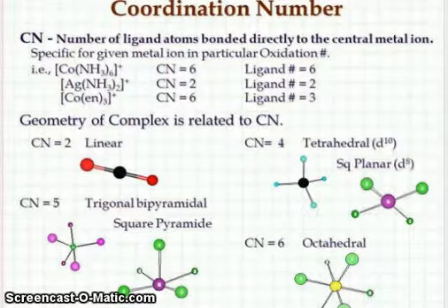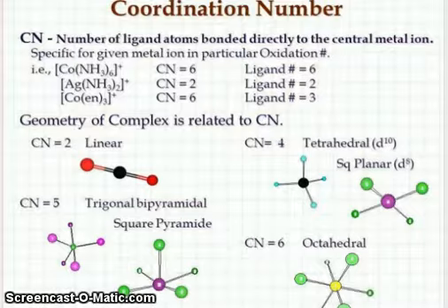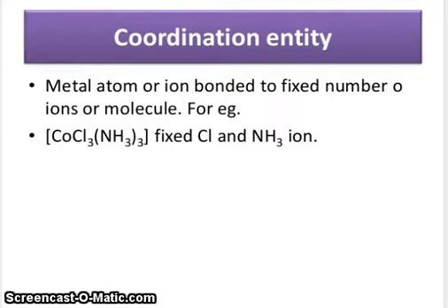Now coordination number: the number of ligand atoms bonded directly to the central metal ion, specific for given metal ions, in particular oxidation states. Geometry of the complex is related to coordination number. Coordination number 2 is linear. Coordination number 5 is trigonal bipyramidal or square pyramidal, 6 is octahedral, and you can see the tetrahedral and square planar. So a complex ion has a metal ion at the center with a number of other molecules or ions surrounding it. So, coordination entity.